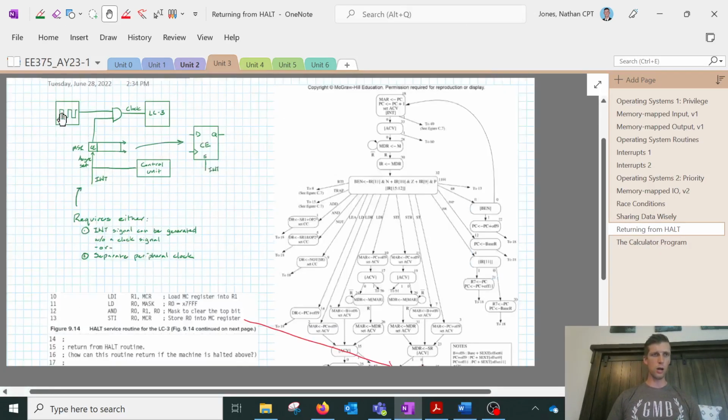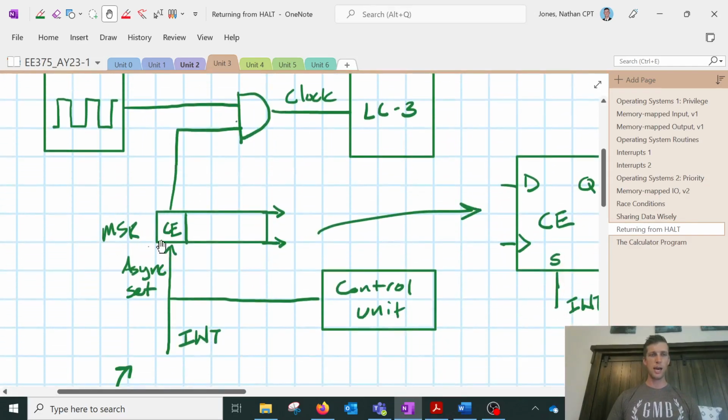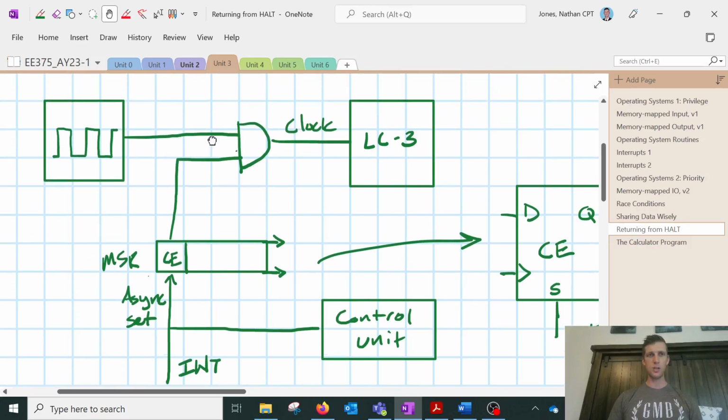Okay, so recall that the machine status register has the clock enabled bit, and as long as that bit's a 1, then the clock signal that is generated somewhere gets sent to our LC3, and that's what runs the whole processor. And when we issue the HALT instruction, we clear this bit, it goes to 0, that stops the clock from going to the processor and effectively halts the processor.